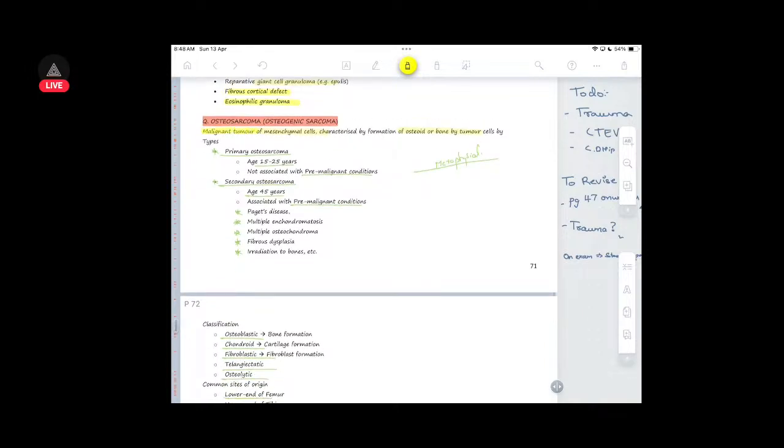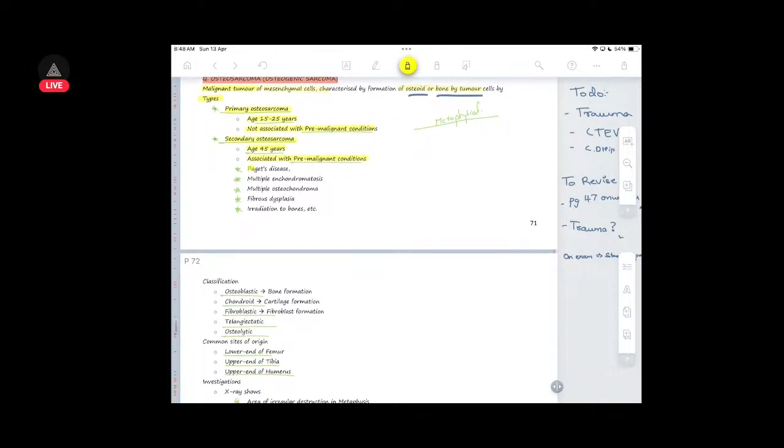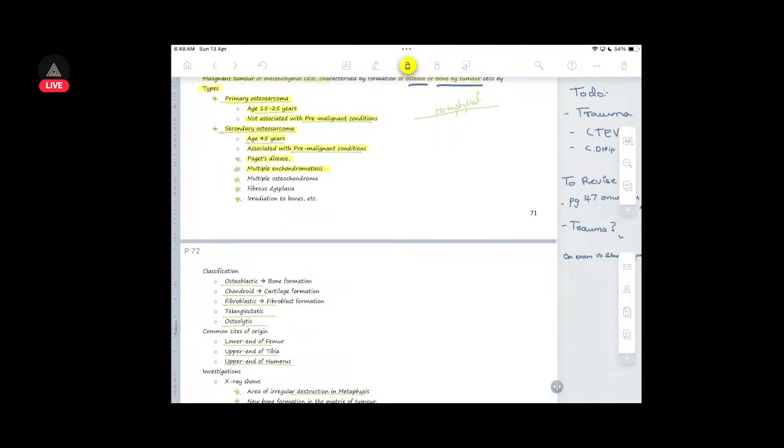It is a malignant tumor of mesenchymal cells characterized by formation of osteoid or bone by the tumor cells. You have types. Primary osteosarcoma occurs between ages 12 and 25 years, which is not associated with pre-malignant conditions. Secondary osteosarcoma occurs by the age of 45 years, which is associated with pre-malignant conditions. You have Paget's disease, multiple enchondromatosis, multiple osteochondroma, fibrous dysplasia, and irradiation to the bone.